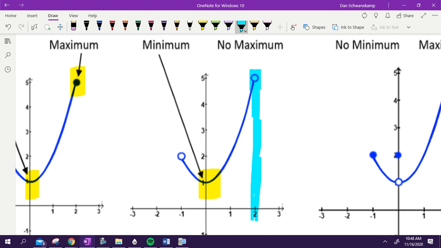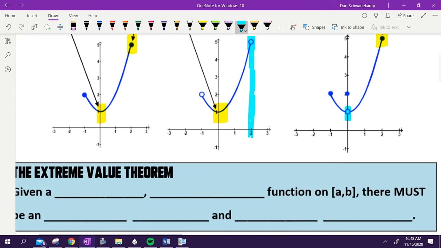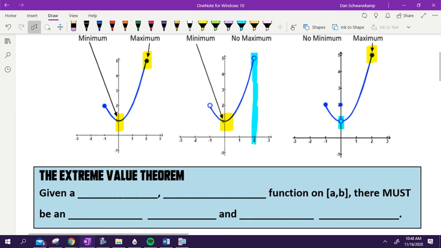It's like 1.999999999999999. But I don't know that. I had to stop eventually. I'm really close to that, but I'm not for sure. So there's not a maximum. This graph right here, it has a maximum, but it doesn't have a minimum. Same thing applies. It's really close to 0, but it's not happening at 0 because of the open circle. Everybody understand what that looks like? So here's what extreme value theorem says. Given what? What had to be true about these graphs in order for us to have a maximum and a minimum?